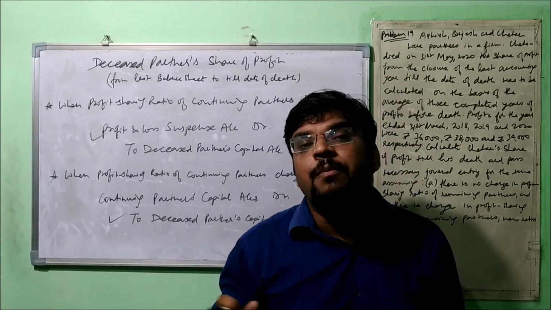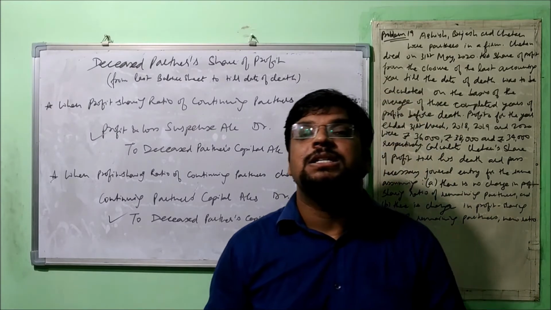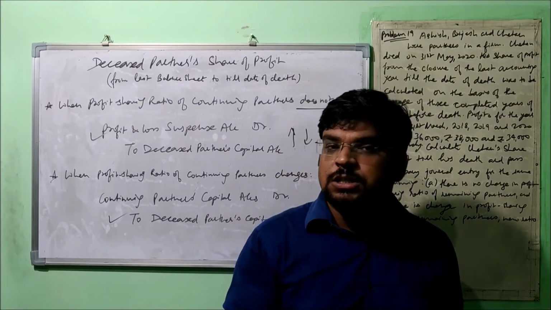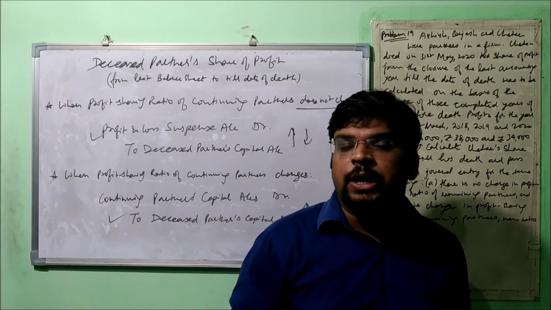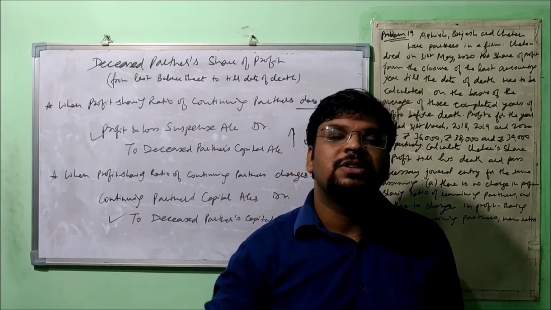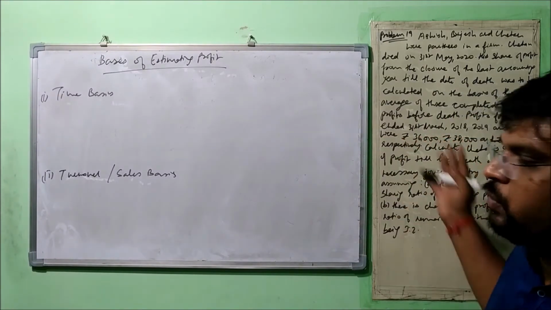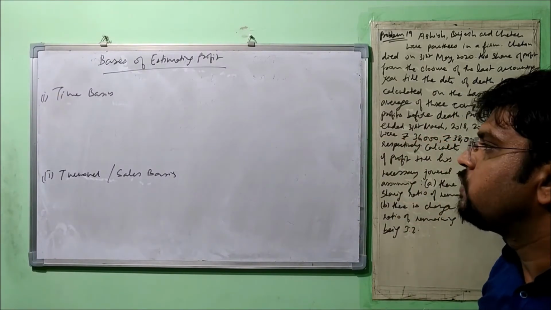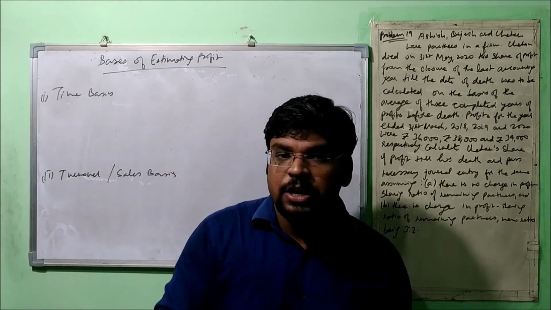Now let's talk about the method of calculation of estimated profit. On what basis is it calculated? Like I discussed a few moments back, there are two bases: either on time basis or on turnover basis. So let's have a discussion about that. The basis of estimating profit for the period, time basis and turnover or sales basis. Let's try to understand.